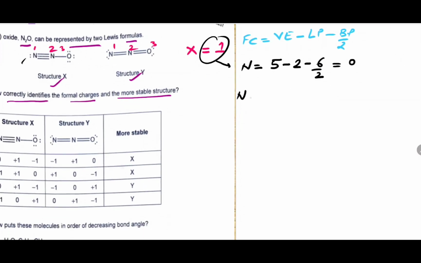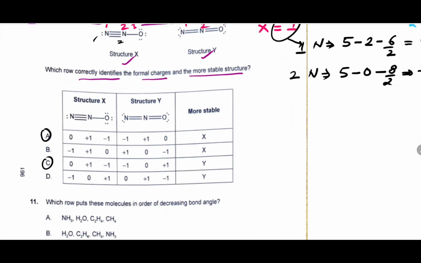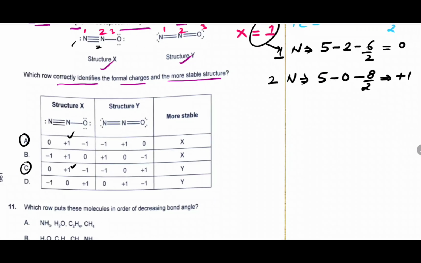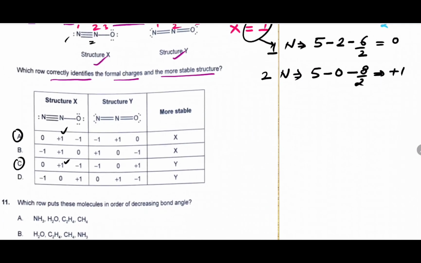Second nitrogen atom, atom number 2. This was atom number 1. Valence electrons again 5, minus lone pairs, there is no lone pair, 0, minus bond pairs. It has 4 bonds, 3 with the other nitrogen and 1 with oxygen, 4 bonds total, which means 8 electrons. 8 divided by 2 equals 4. 5 minus 4 is plus 1. The second atom has a charge of plus 1. It means plus 1 for both. The answer could be A and C both, because both have a charge of plus 1.